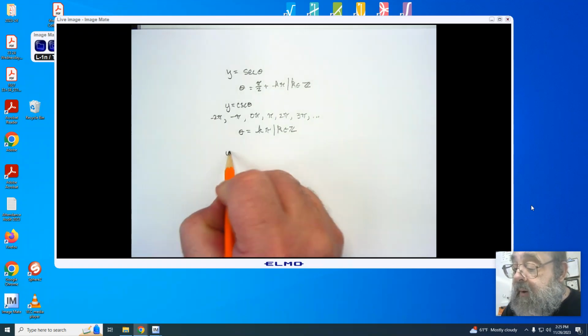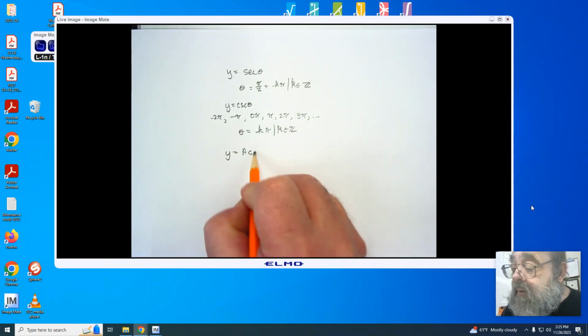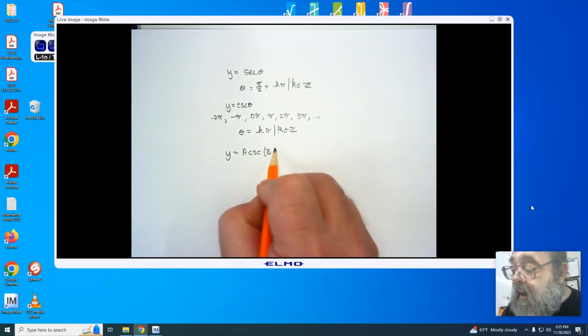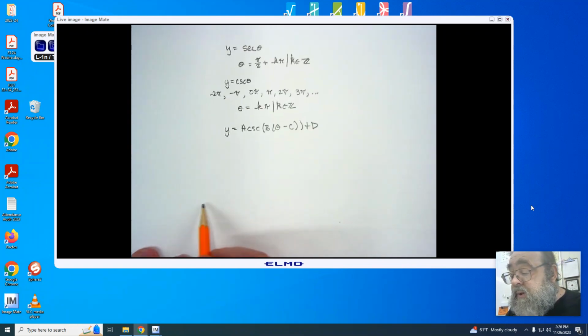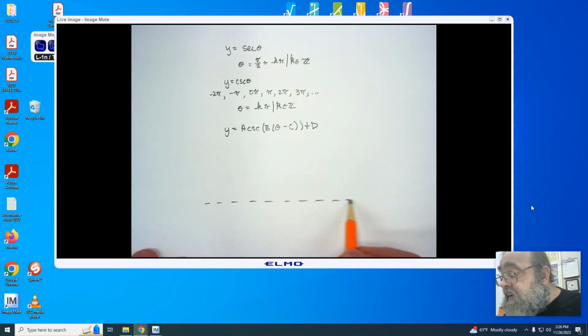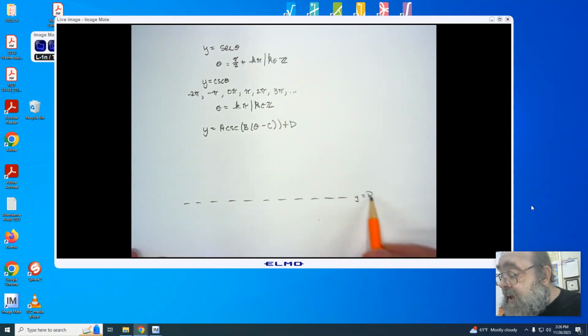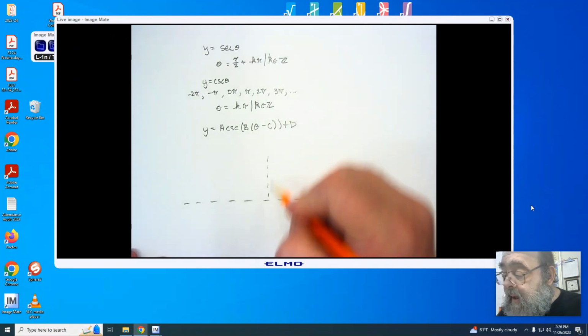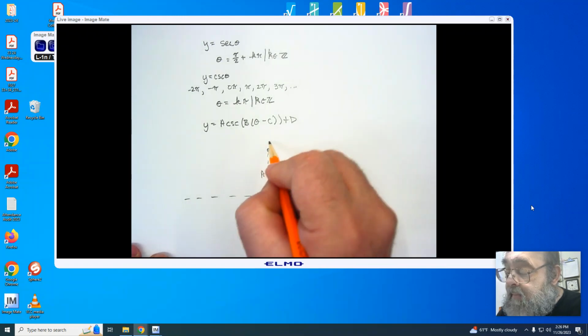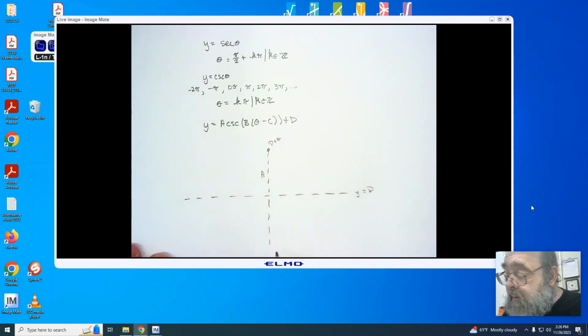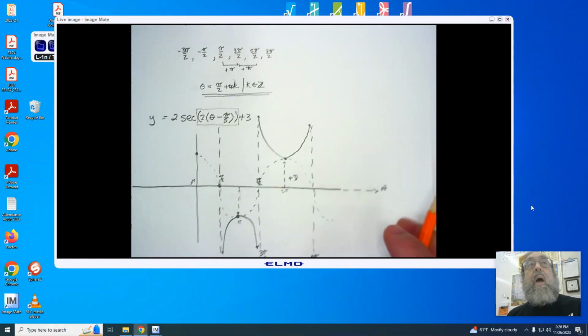So if I give you a function y equals a cosecant of b theta minus c plus d, we would start off by locating our d. This is our center line, y equals d. We're going to go up and down a value. So this point is d plus the a value, and this point down here is d minus the a value. These are where we're going to have our maximums and minimums, just like our secant.